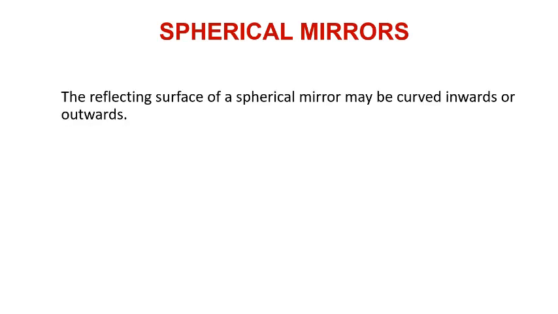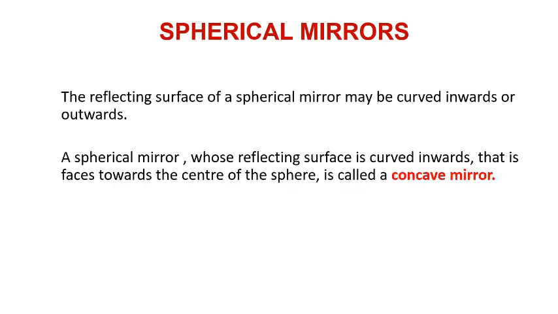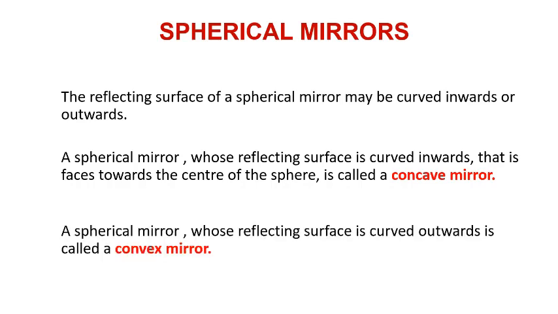Welcome students. So we'll start with today's topic, spherical mirrors. The reflecting surface of a spherical mirror can be curved inwards or outwards. A spherical mirror whose reflecting surface is curved inwards, that is, faced towards the center of the sphere, is called a concave mirror. A spherical mirror whose reflecting surface is curved outward is called a convex mirror.